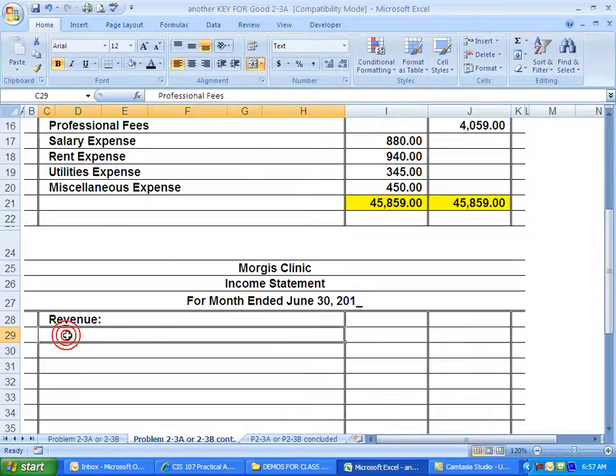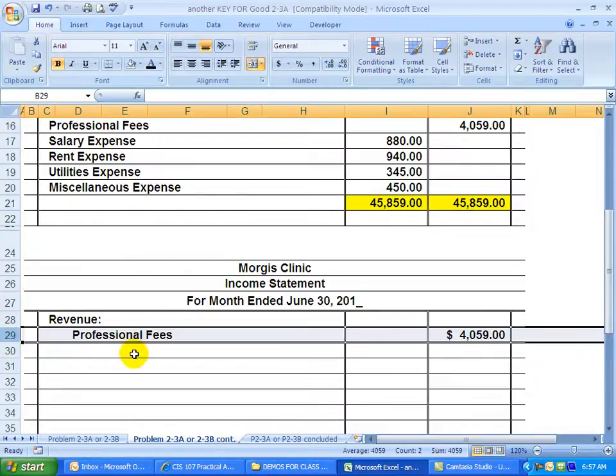So you indent approximately a half inch and you write professional fees, and then you go over to the right. Now there's a left and a right hand column. This is not a debit and credit column. This is just two columns. Because we just have one revenue account, we write it over here. If we had two revenue accounts, we would list them here and then put the total revenue over here. But this is it, just one. So we're done with that, and it requires a dollar sign.